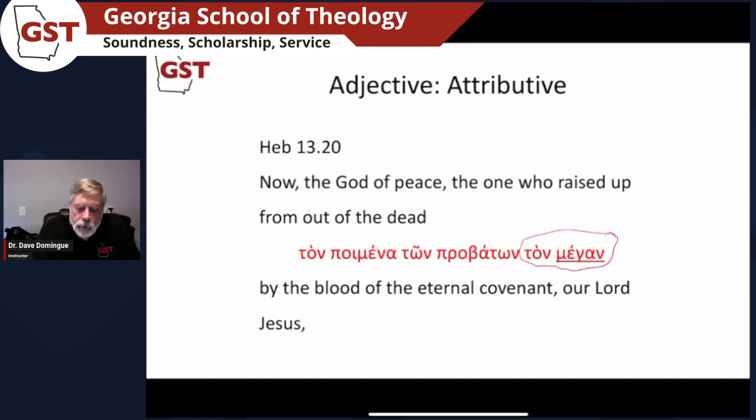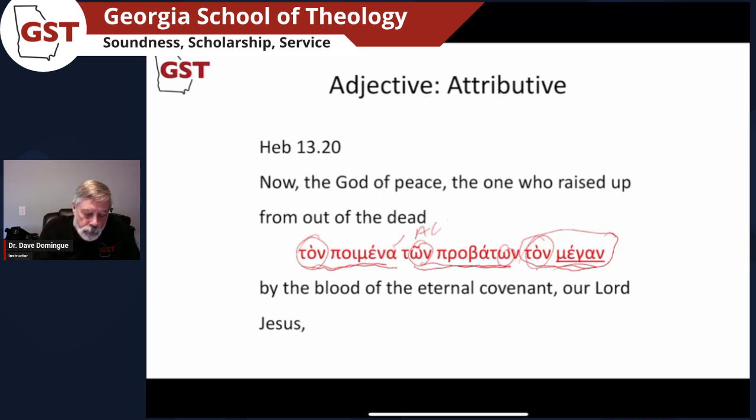Megan from megas. It has an article, and it's going to agree with the word it's modifying. Well, the question is, is it modifying the sheep, in this case in the genitive plural, or is it modifying ton poimena? Ton poimena. The article is going to be our best friend. It's going to tell us very quickly and very easily that we're talking about the great, ton megan, the great shepherd of sheep. And so this is in the accusative.